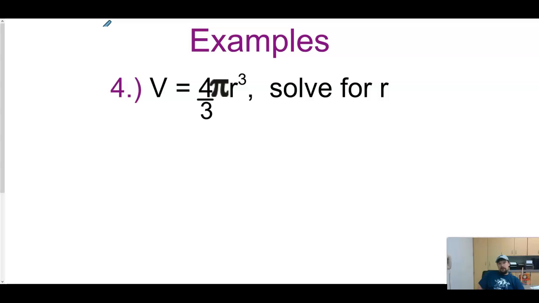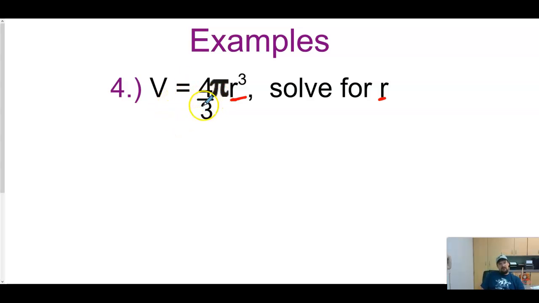Okay, now we got volume equals 4/3 pi r cubed. This is the volume of a sphere, and we are solving for r this time. So this r right here. Alright, this one's a little more complicated than our last one.